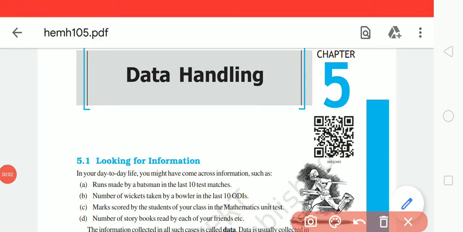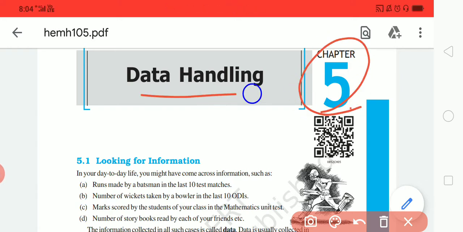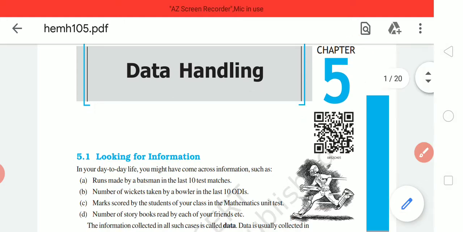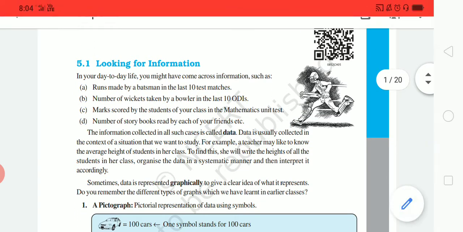Hello everyone, today we are going to start chapter number 5, that is data handling. In this chapter we will study about histograms, tally marks and a pie chart. So let us start. What is data?